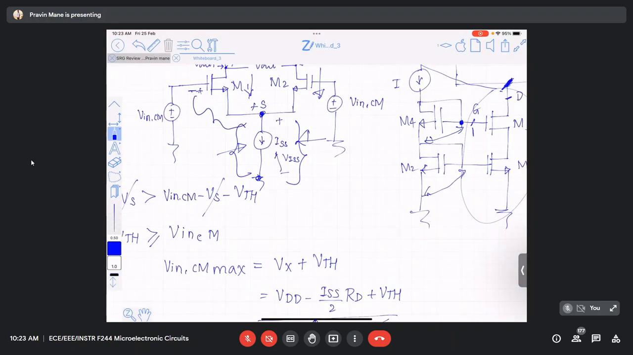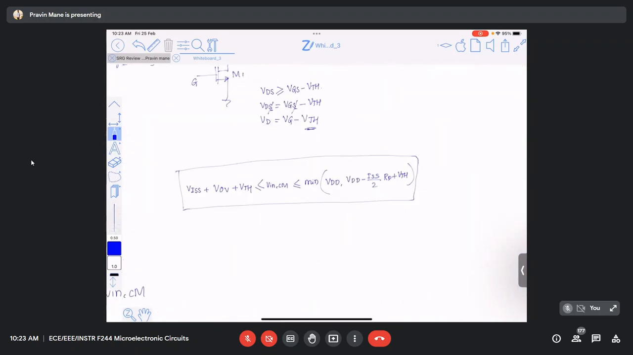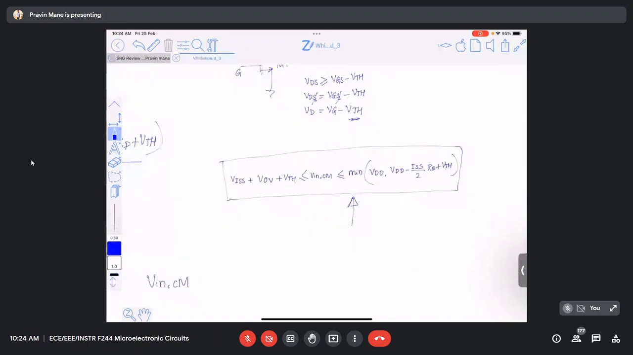Right. So you should consider my next question: if my common mode voltage is within this range. I will give you an example. Suppose ISS by 2 into RD gives VDD equal to 2, and I am getting this quantity as say 1.8 volt. And suppose VISS is say 0.6 volt plus 0.1 plus VTH is 0.4. How much is it coming to? 1.1 volt, and this is 1.8 volt.